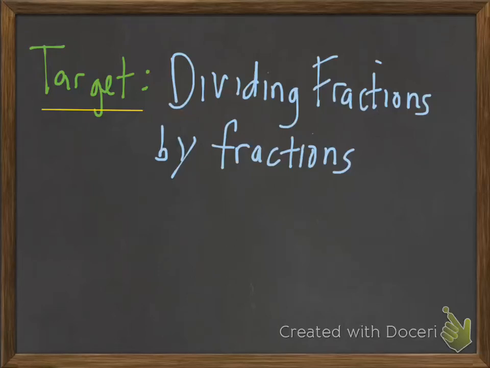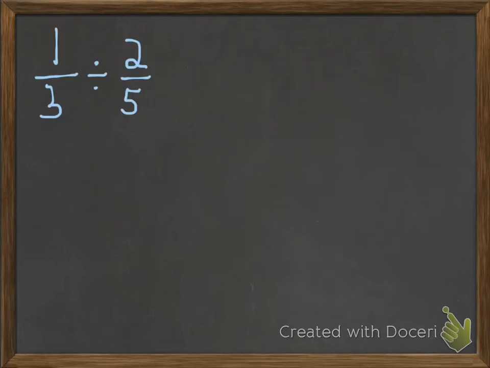Alright. We have a target of dividing a fraction by a fraction. This is actually quite simple. There's just one little trick to do. Here's an example. 1/3 divided by 2/5.